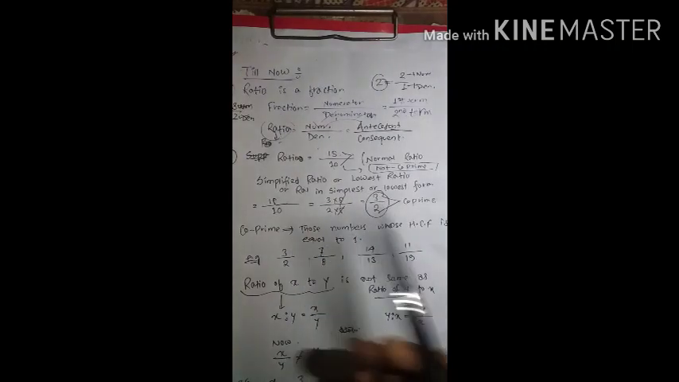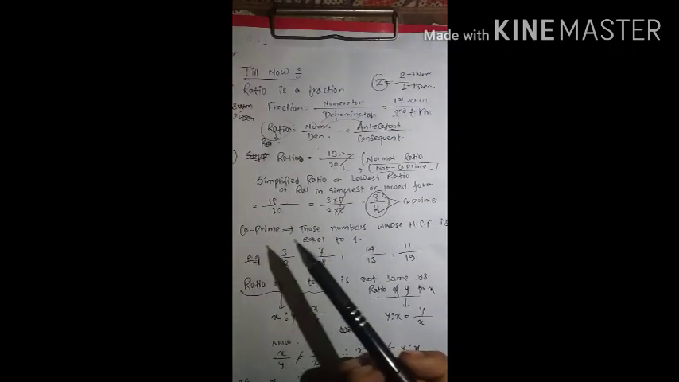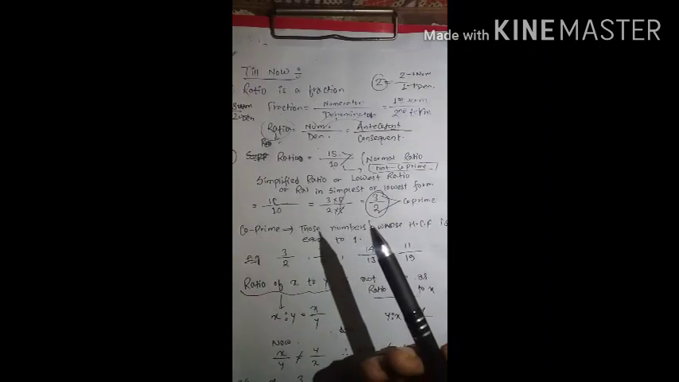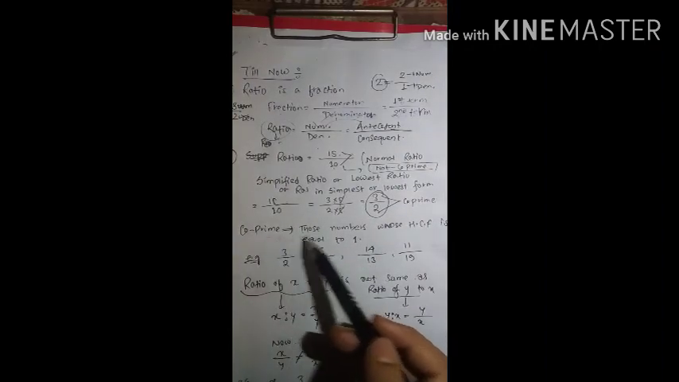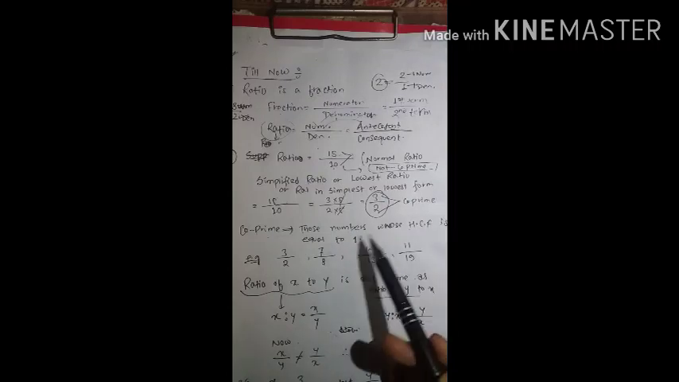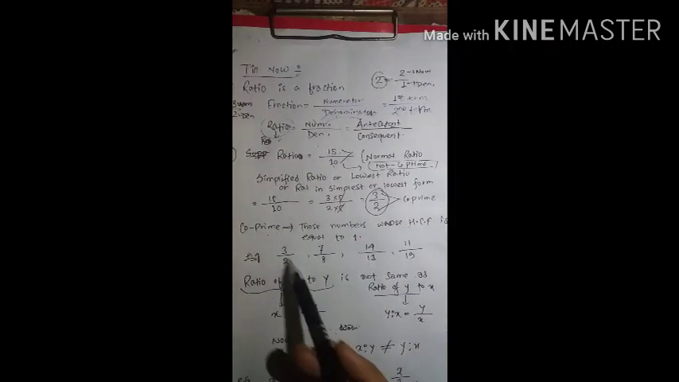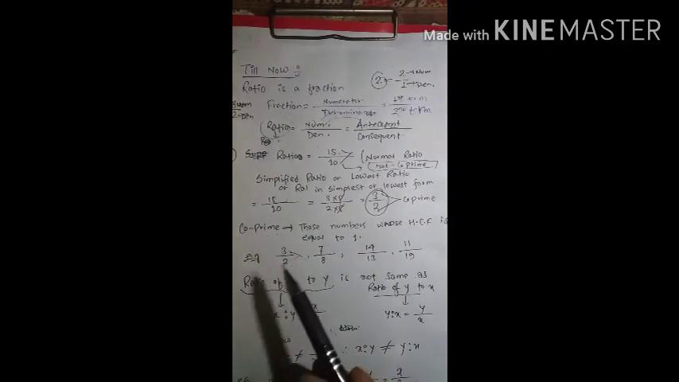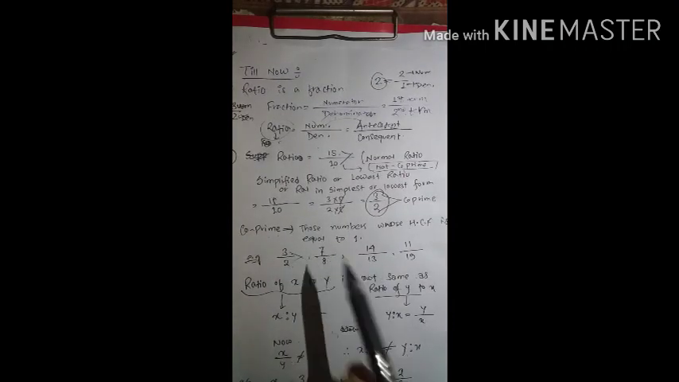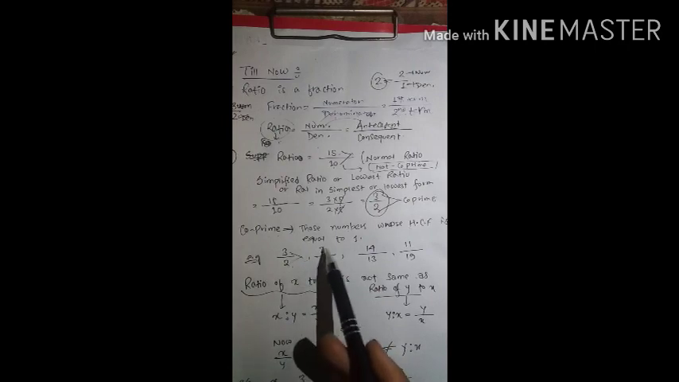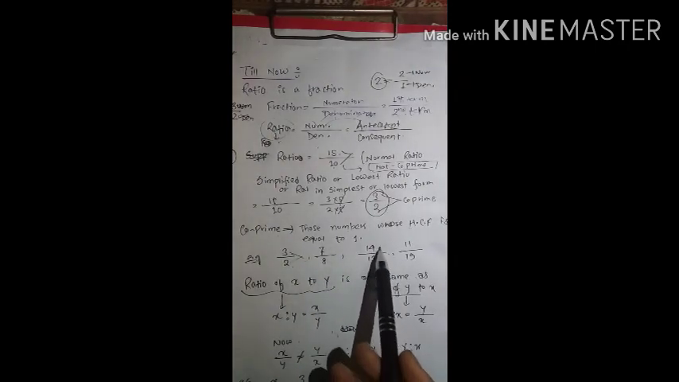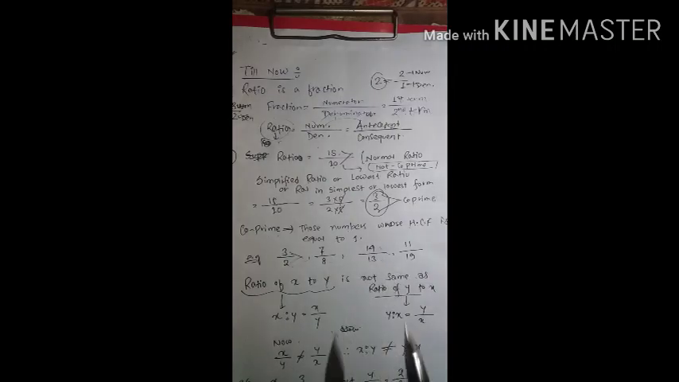Now till now we have also studied about co-prime. What are co-prime numbers? Co-prime numbers are those numbers whose HCF is equal to 1. For example, 3 by 2. What will be the HCF of 3 and 2? It will be equal to 1. Yes or no? Yes. So 7 by 8, HCF will be 1. So all those numbers whose HCF is 1, we can call co-prime numbers.